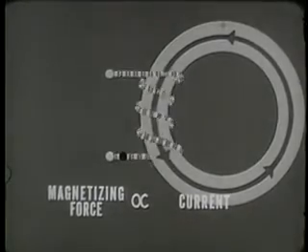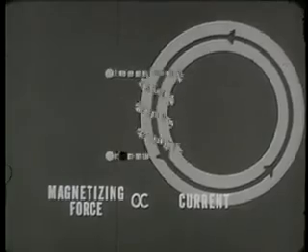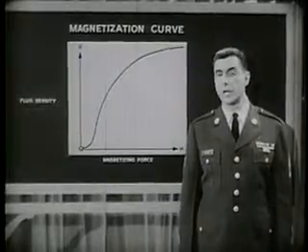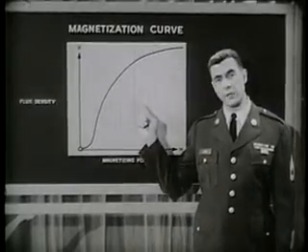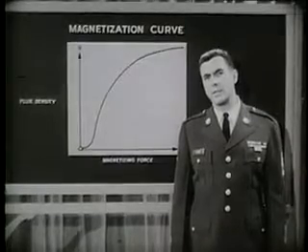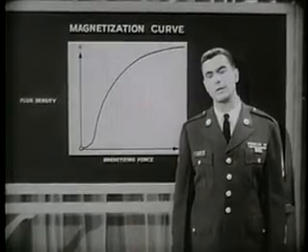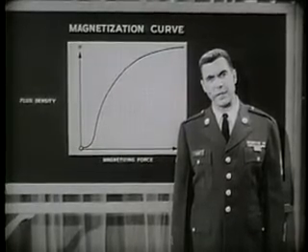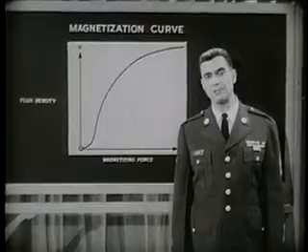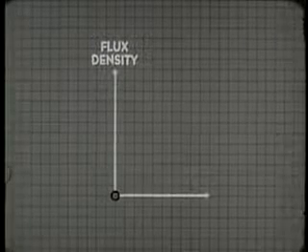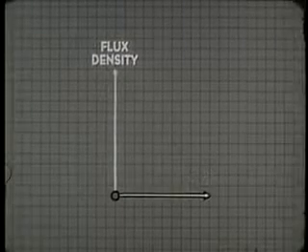Suppose we increase the amount of current. Will the total magnetism of the core also increase? It will, but not proportionately, as we'll see on this graph. We're going to take a minute and trace the magnetization curve of a core, because in this way we can point up some of the characteristics that make cores so useful. We measure the magnetism of the core in terms of its flux density, which is the number of magnetic lines of force per square inch.